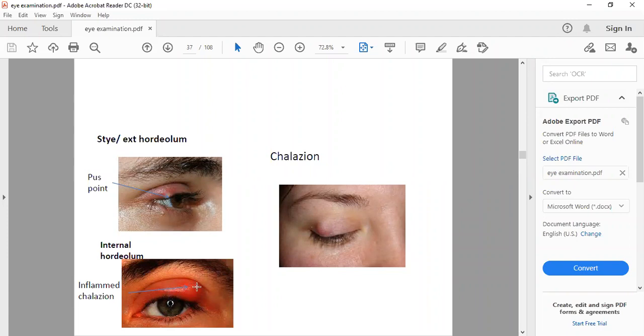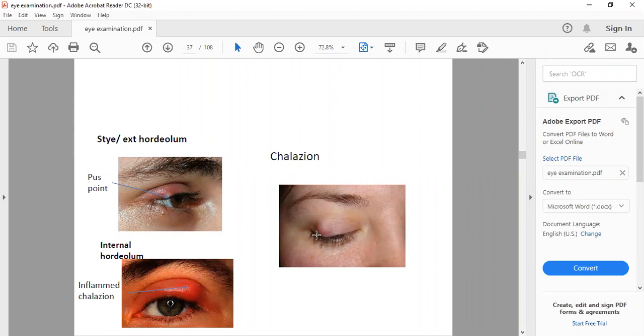Whereas in internal hordeolum, you can't see the pus point here. It is pointing inside towards the palpebral conjunctiva, and it is acute inflammation of the meibomian gland. So this is internal hordeolum. The treatment of both is the same. We have to ask the patient to do hot fomentation, and we can give systemic antibiotics if required.